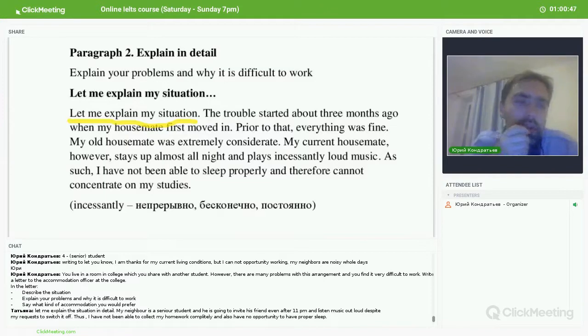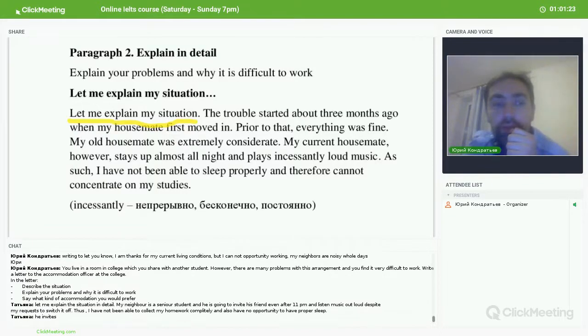So let me explain the situation in detail. My neighbor is a senior student. The spelling of senior is this. Okay, without you. And he's going to invite his friend even after 11 p.m. Not he's going to, but he invites, because this happens regularly, or this has already happened. You're not talking about the future. You're talking about what has already happened. So "is going to" is not suitable here.